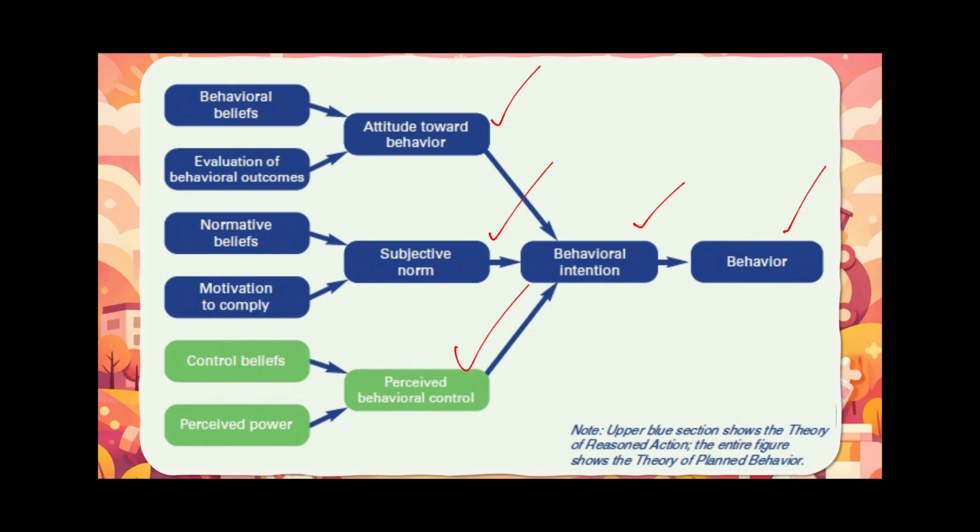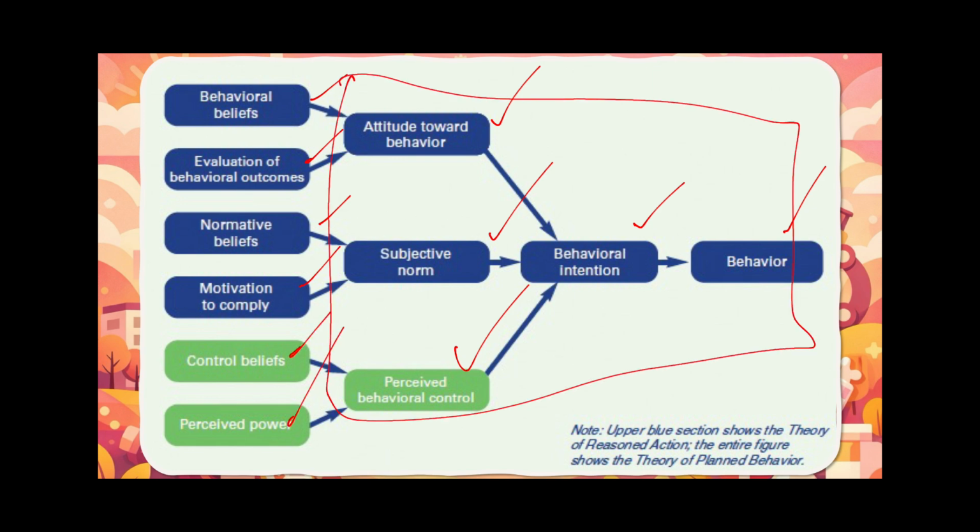And then perceived behavioral control. Can you really actually do it, use it? How confident are you to actually do the activity? No, that's the other thing. No. So, and then of course, under this, you have behavioral beliefs, behavioral outcomes, normative beliefs, motivation to comply, control beliefs, and perceived power. But usually, this is the box of the theory of planned behavior by Ajzen.